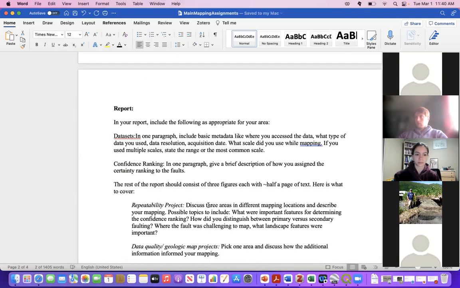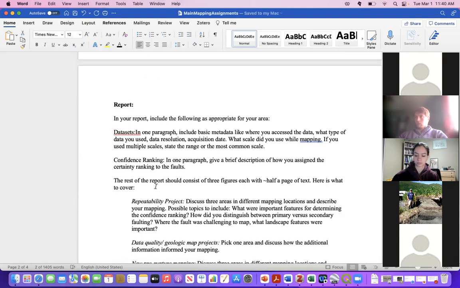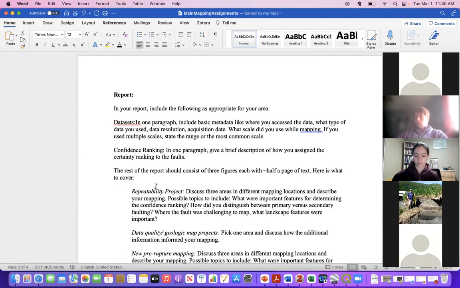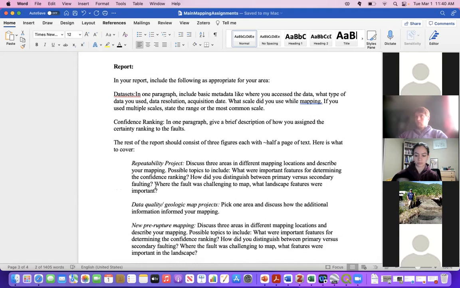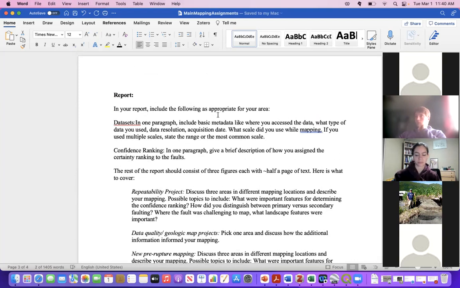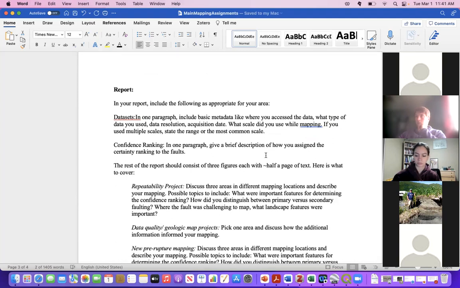So you're going to be working on a report, and this includes what we want you to include in your report. These reports for the first assignment will be due on March 31st. So here's just an outline. Everyone is going to write a paragraph about the type of data that they used, and the scale that they did their mapping at. And then we'd like one paragraph describing how you placed the confidence ranking on the faults.